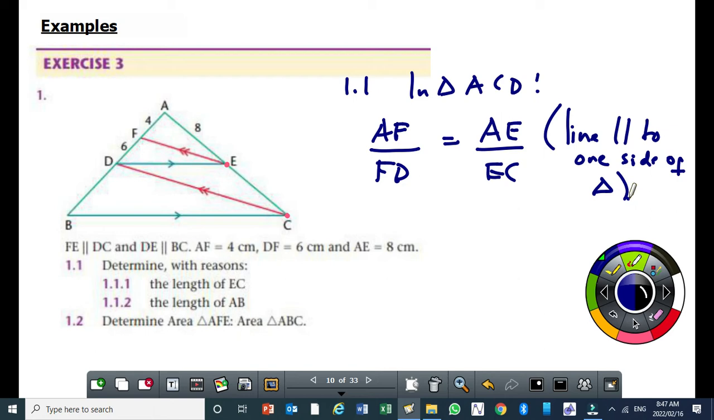Yes. Yeah, I'm doing 1.1.1. Yes, I'm doing 1.1.1.